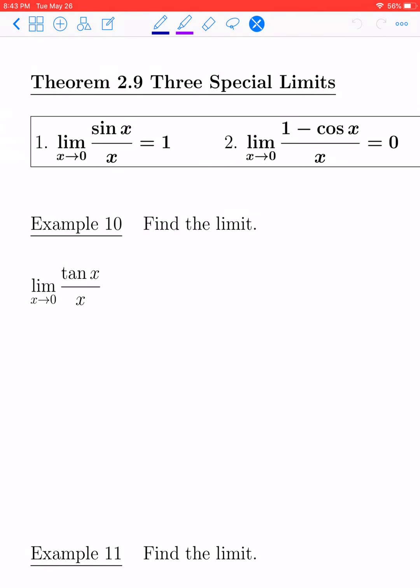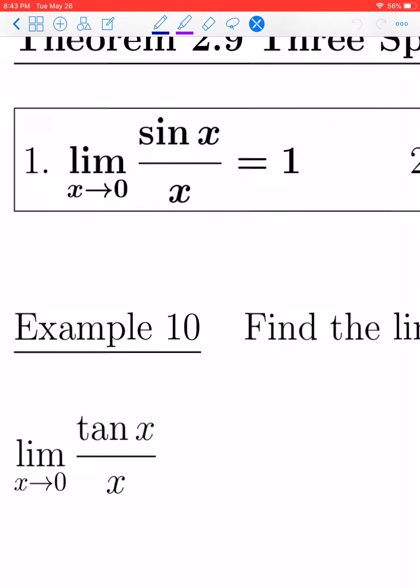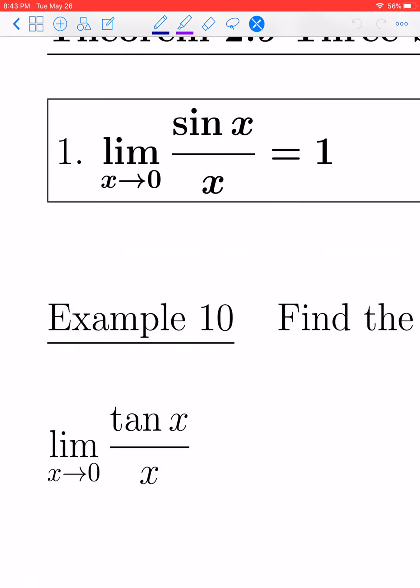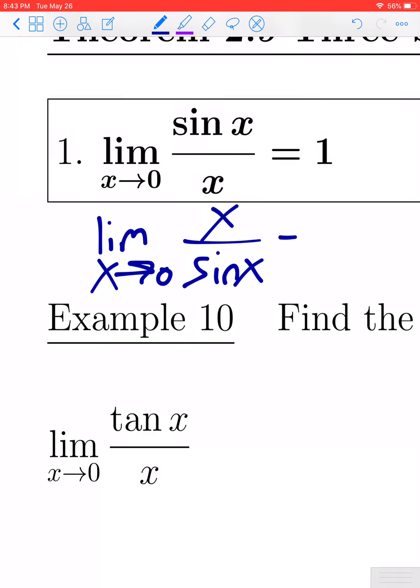In Theorem 2.9, we're going to look at 3 special limits that will pop up every now and again. The first one is the limit as x approaches 0 of sine x divided by x. This is equal to 1. As a companion to this, it's also true that the limit as x approaches 0 of x over sine x, the reciprocal, will also have the limit equal to 1.